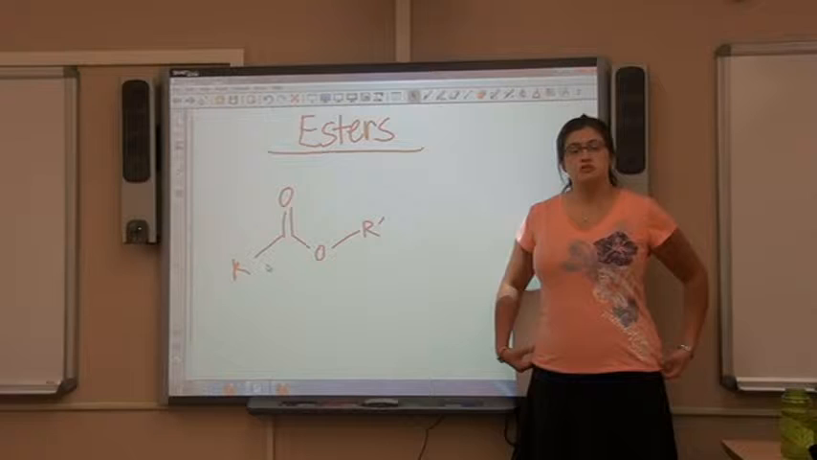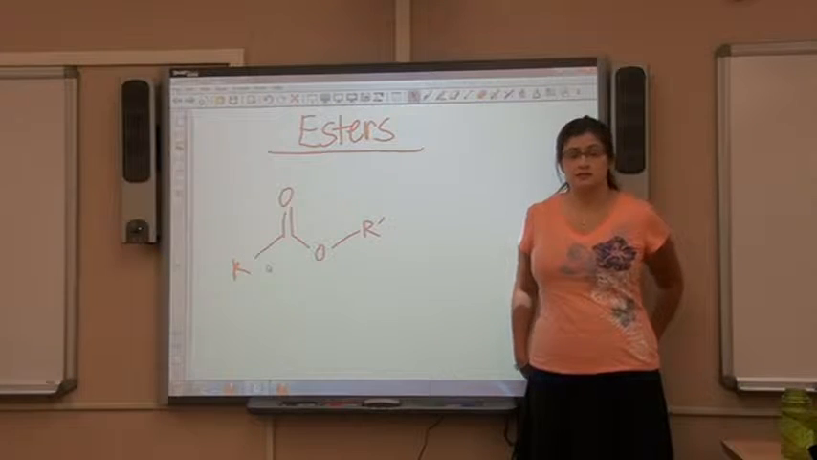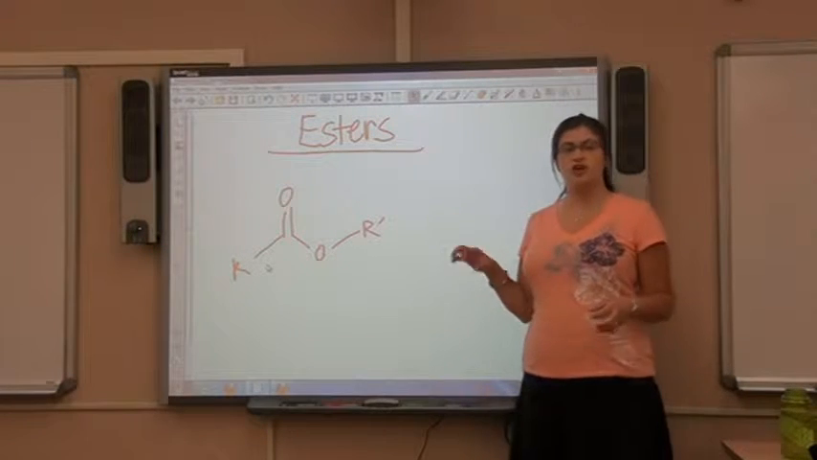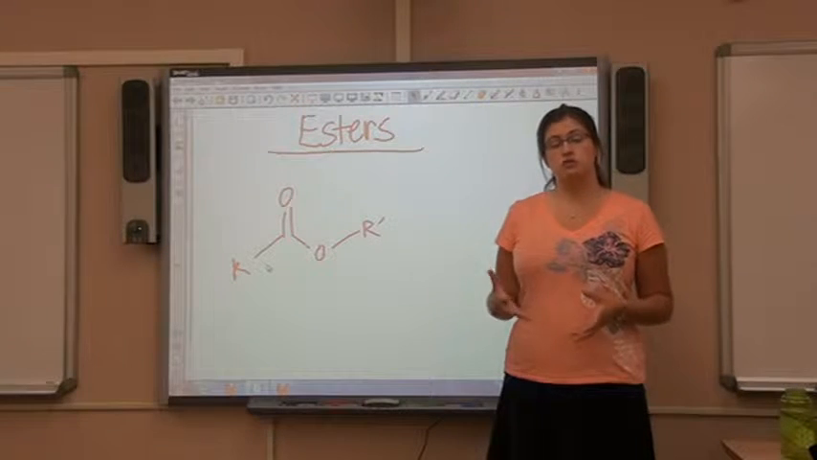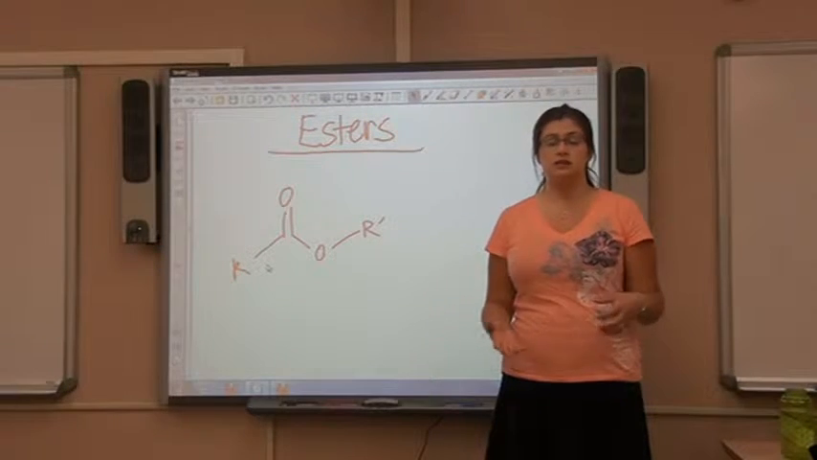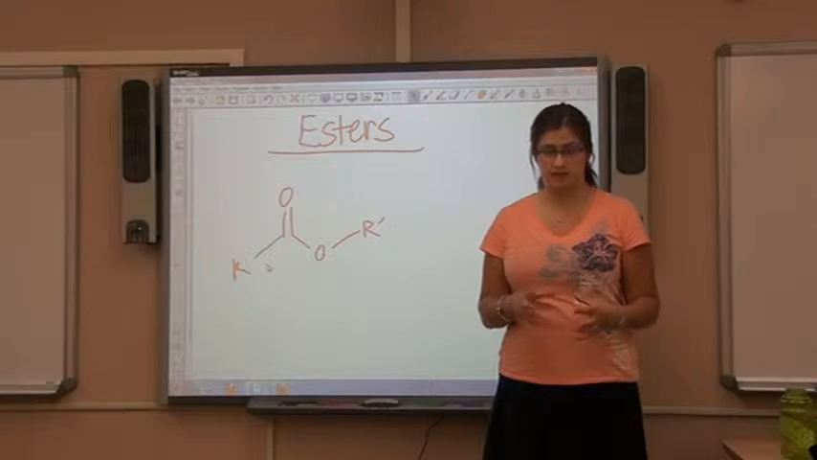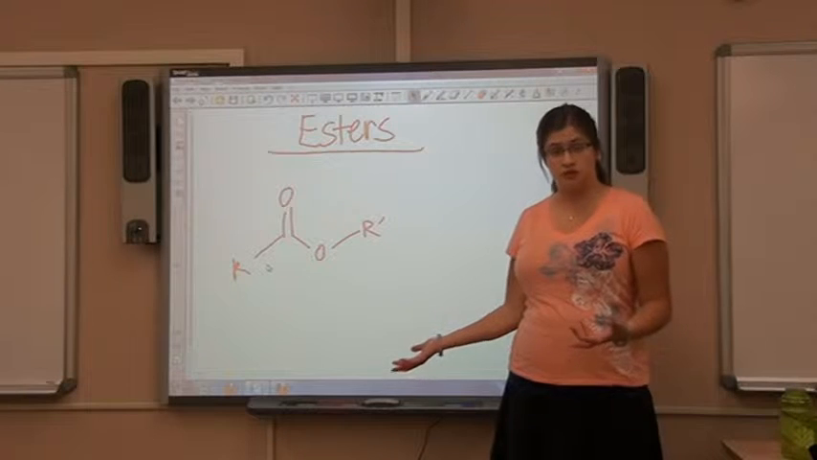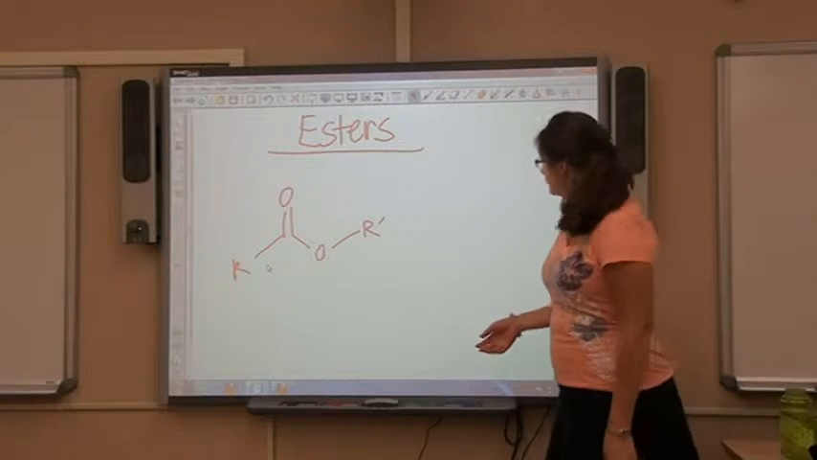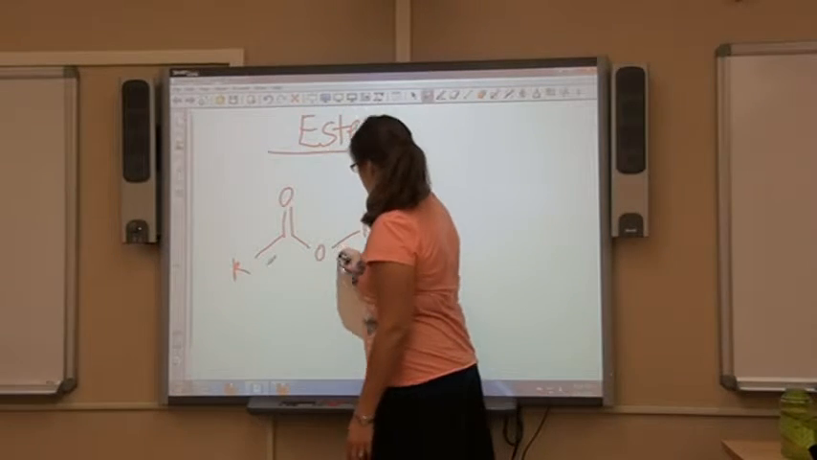Okay everyone, this is part 2 and we'll be talking all about esters. Esters are a carboxylic acid derivative. That means that in order to form an ester, one needs to start with a carboxylic acid and react it with something. And this is the kind of compound that you get. It's called an ester.